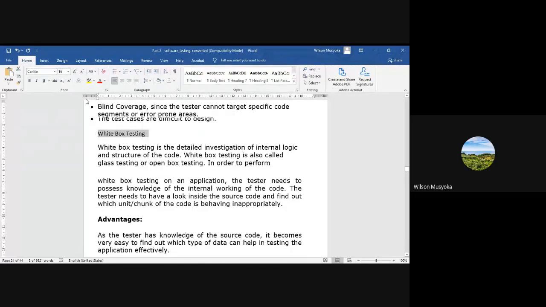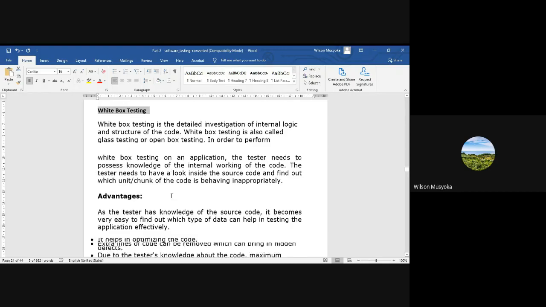And when we are talking about white box testing, it is another type whereby the tester has a detailed understanding of the internal logic and structure of the code that is implementing the software they are testing. So in order to perform white box testing, the tester needs to possess the knowledge of the internal working of the code. They need to understand the programming language, the programming standards, and they need to understand the logic of the code so that they can be able to test the code.